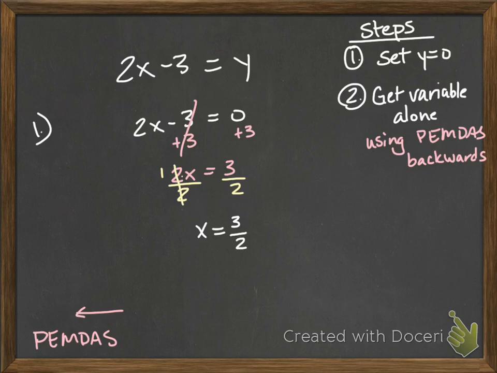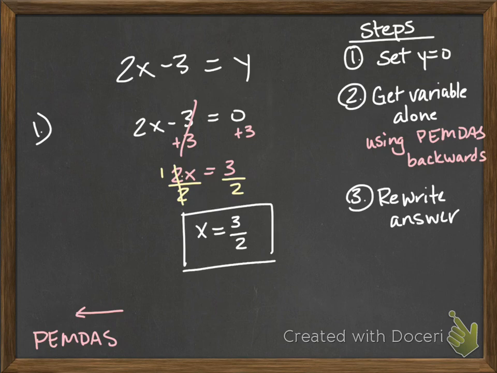So then step 3 basically would be rewrite answer, so that it's nice and pretty and readable. Ta-da! That's my final answer. If you're doing this on a homework question, you want to put a box around this so that your teacher or professor knows that that's your answer, because they don't want to have to look around for those things. And you're done. That's all you do.